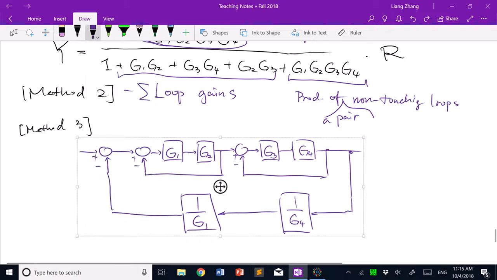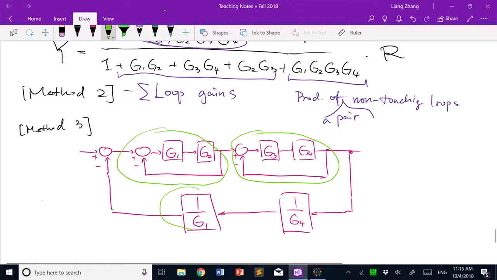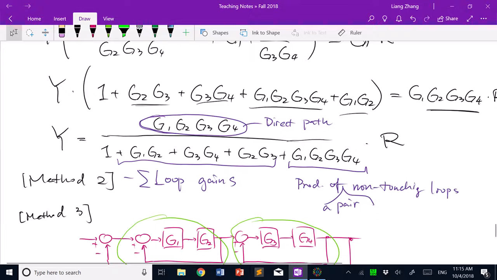And now if we arrange the blocks like this, then we should have the G1, G2 block. And of course, you can also combine these three. For each sub-block, you can find the transfer function. Then you have only one outer block at the end. You can use this one to be still the same.